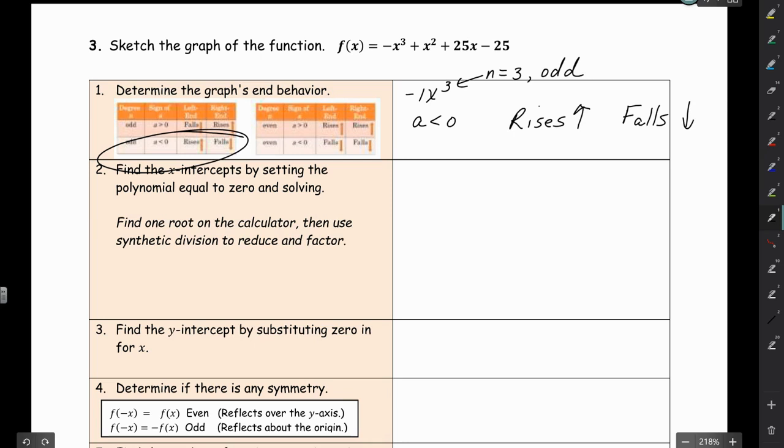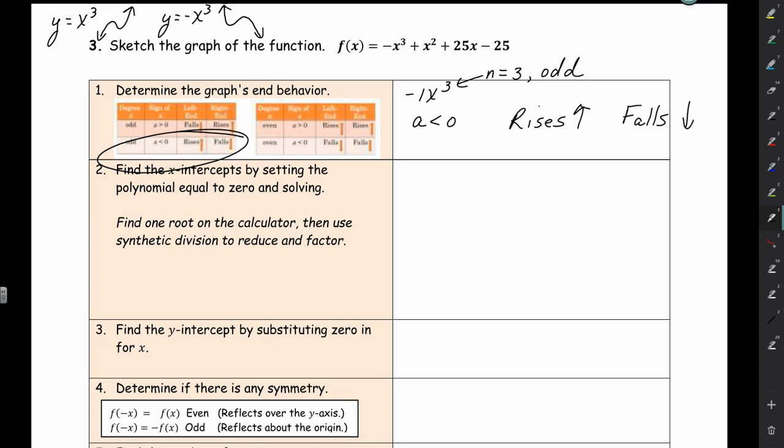Right. The parent function, just to make a little note here, the parent function y equals x cubed looks like this. And if we were to change that by just putting a negative in front of it, it's going to look like this. All right, and that's what our table is demonstrating. So the table helps, but you should really remember what the parent functions are and what happens when we reflect over the x-axis.